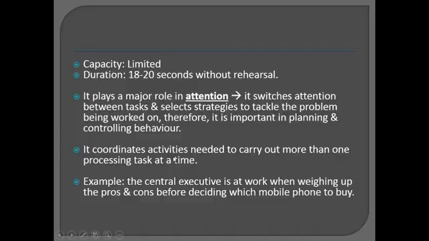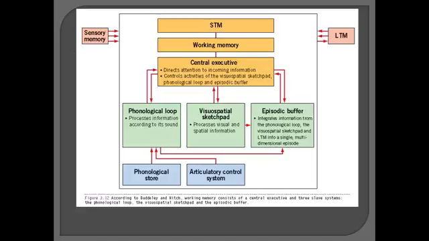So coordinating activities. An example is that the central executive is at work when weighing up pros and cons, basically putting all of the information together. So if we go back to this picture as a summary, we've got short-term memory, and Baddeley and Hitch talk about working memory, the different parts of short-term memory that enable us to process this information.